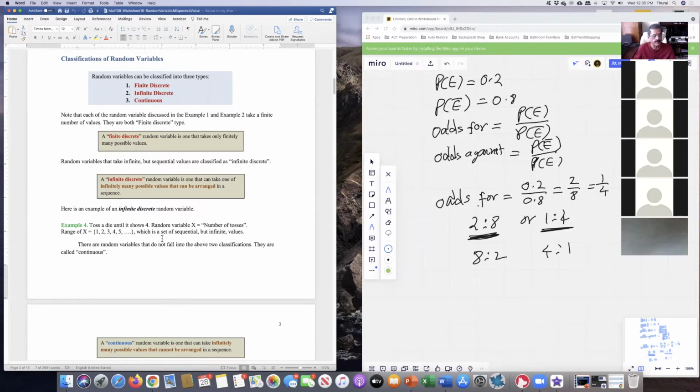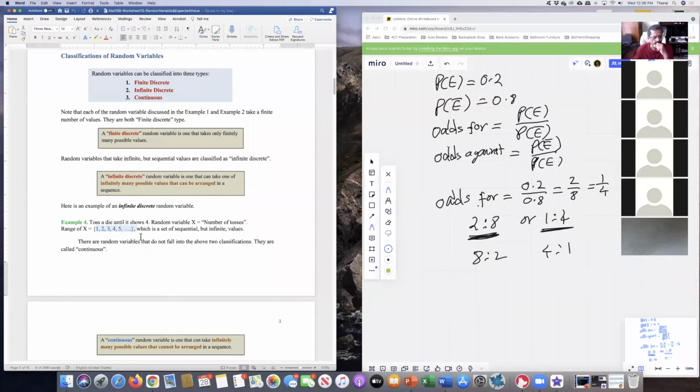Can I say that in 10 tosses, I'll get a 4? I can't tell that, right? So that means the list is going to go on infinitely. The values of this random variable will be 1, 2, 3, 4, 5, 6, all the way to infinity, but I'm able to list them. So when you can list them, it's infinite discrete. Discrete basically means you can put them in order, you can arrange them.